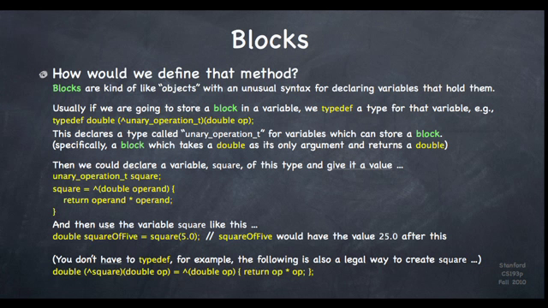So I'm going to define a variable called square, which is of type unary_operation_t. You see where I did that there? And then I'm going to assign a value to square. And how do I assign a value to a variable that holds a block? Well, I'm going to say it equals a block, right? Equals caret, double operand, open curly brace, the code, close curly brace. So this particular block squares the operand, operand times operand.